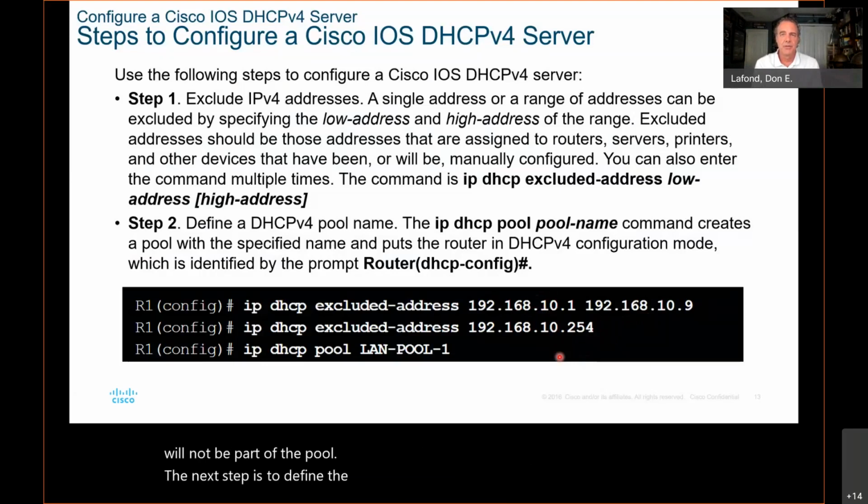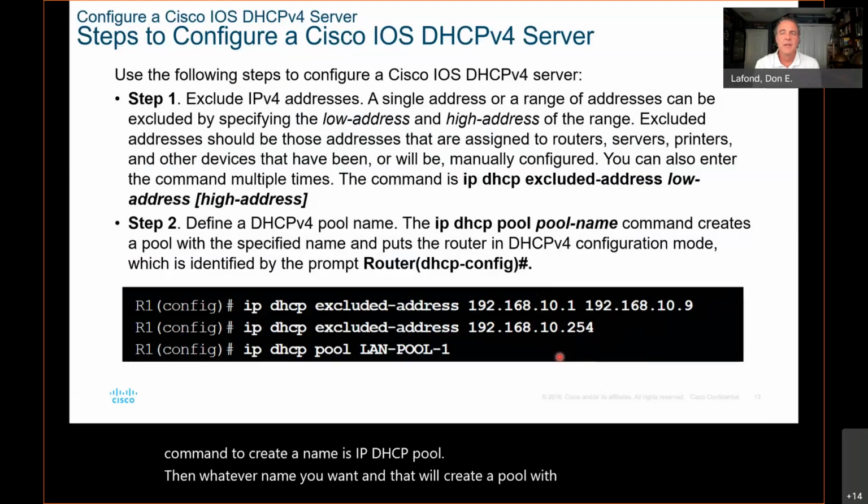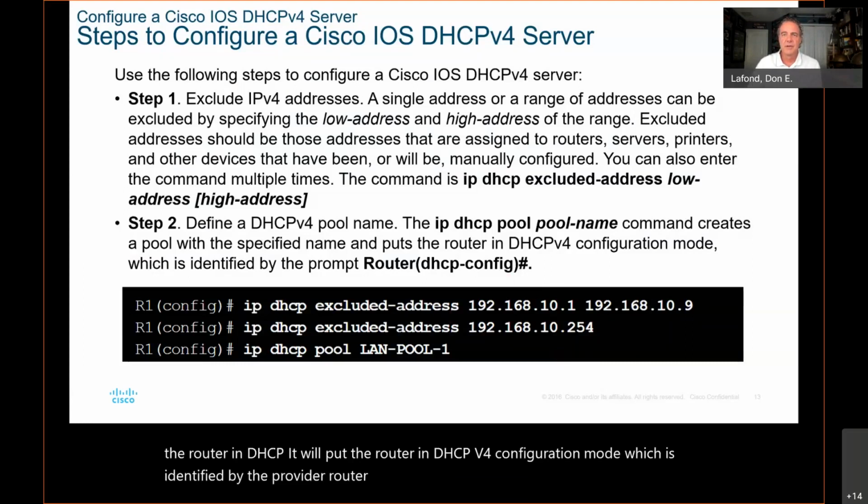You give it a name first, and the command to create a name is ip dhcp pool, then whatever name you want. That will create a pool with the specific name and put the router in DHCPv4 configuration mode, which is identified by the prompt router(dhcp-config)#. Next slide.